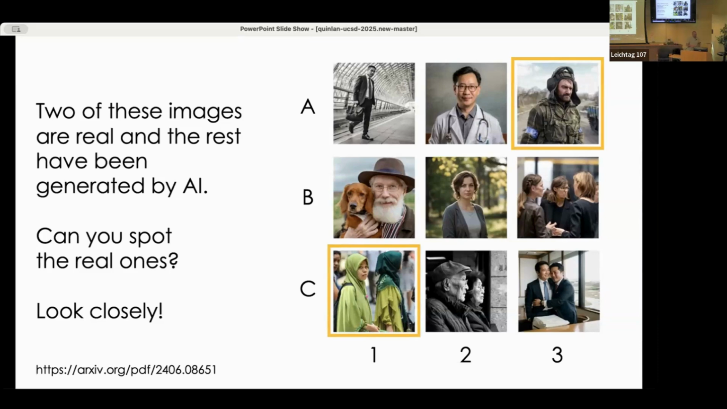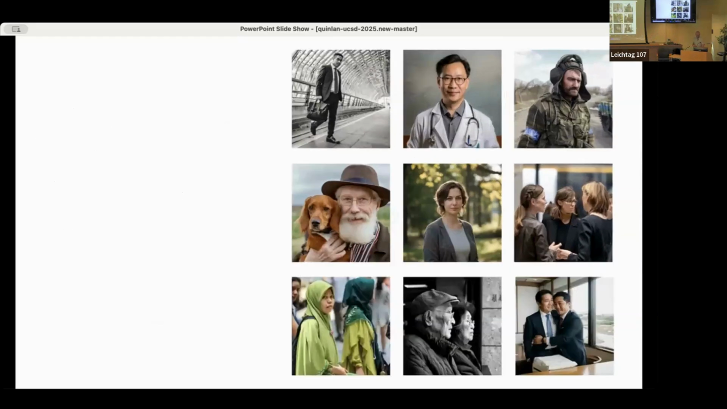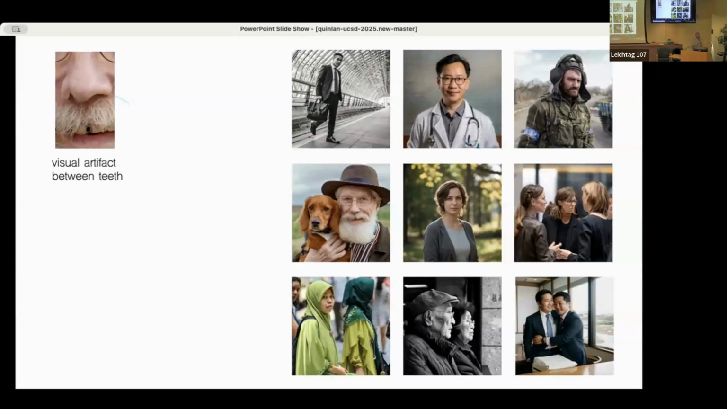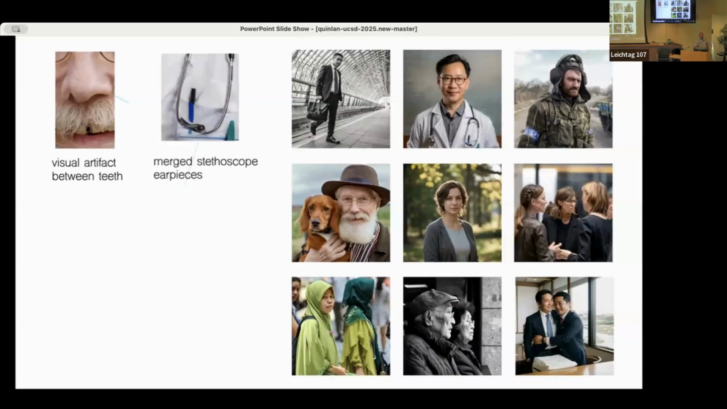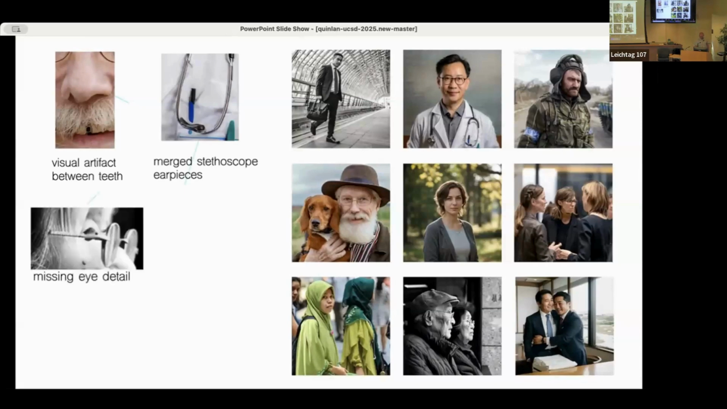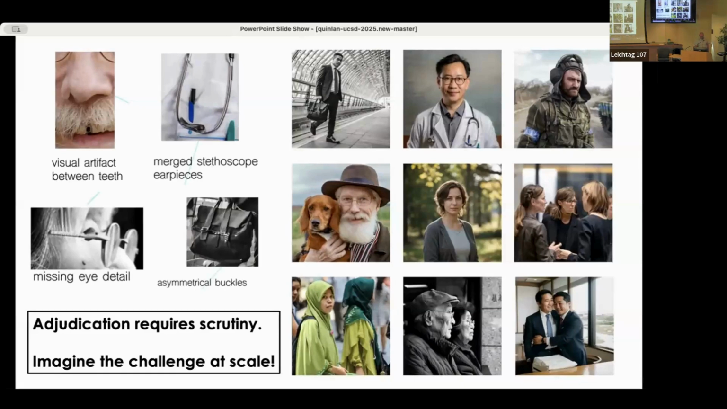C1 and A3 are real. The rest are not. And the reasons, there's all these little artifacts. So like B1 is not real because of this little artificial visual artifact between the teeth. There's a merged stethoscope that I guess you could pick out if you look really closely. Missing eye detail, so there's no iris, I guess, there. You know, a bunch of other stuff.